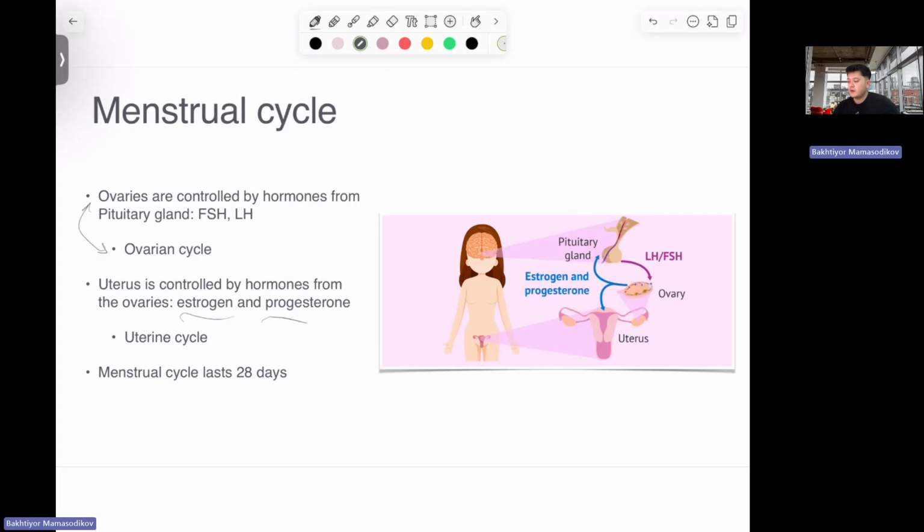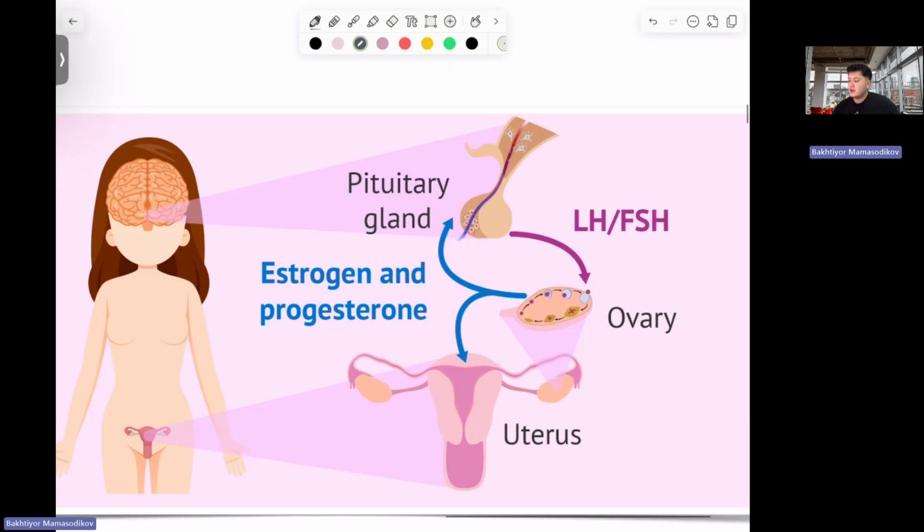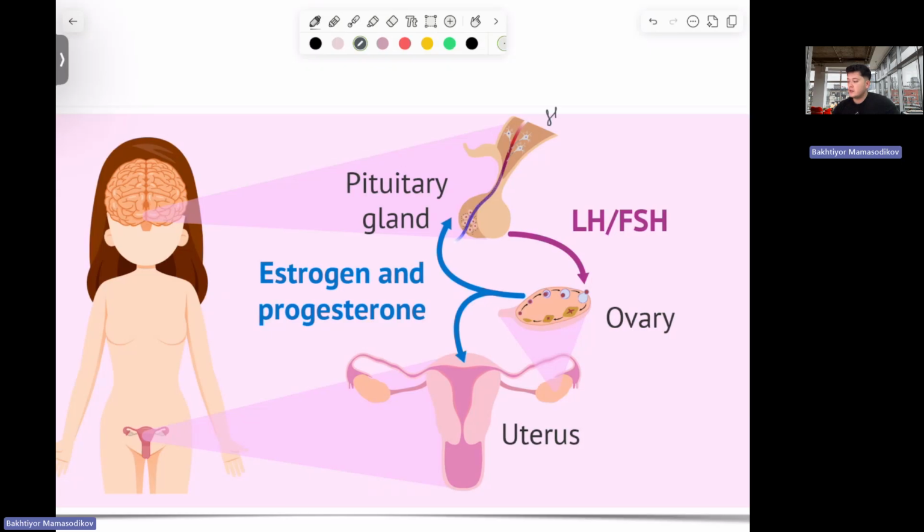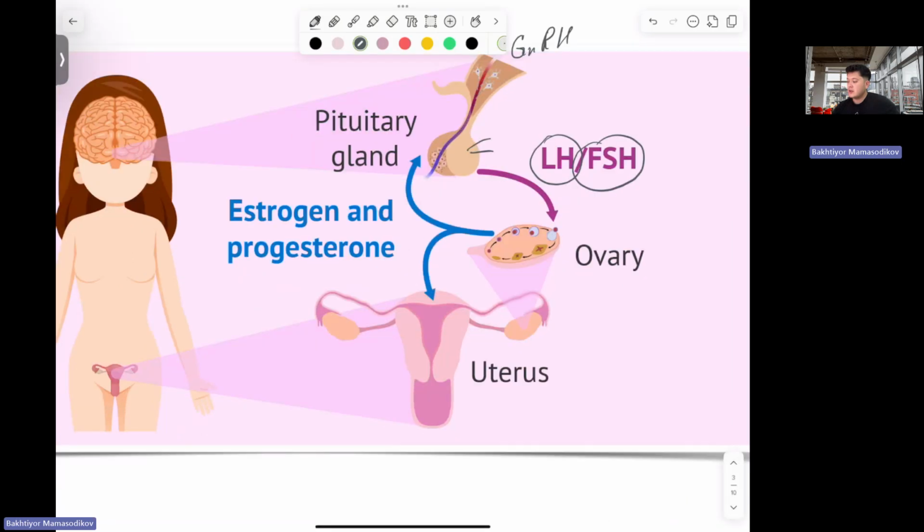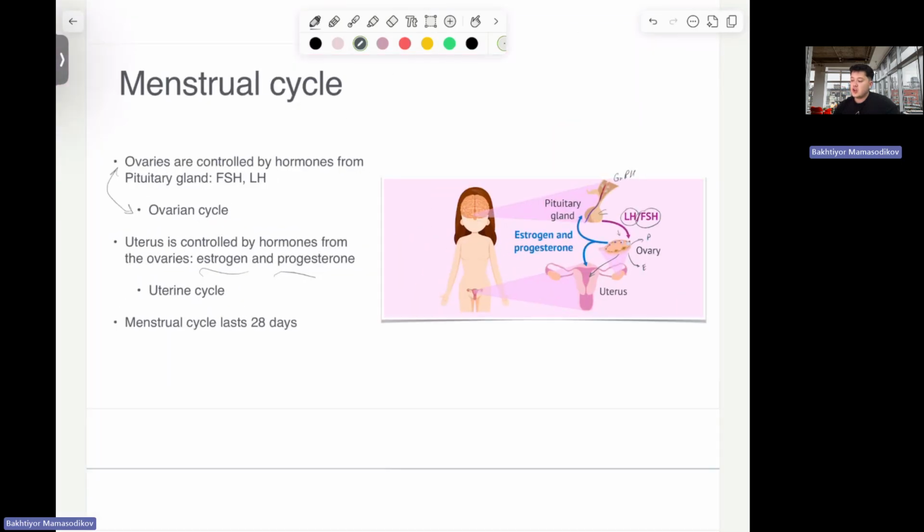As you can see here, the hypothalamus releases GnRH, gonadotropin releasing hormone. This GnRH stimulates the anterior pituitary to produce two hormones, LH and FSH. LH and FSH control the ovaries. And the ovaries release estrogen and progesterone, and they control the uterus. This is like a chain.